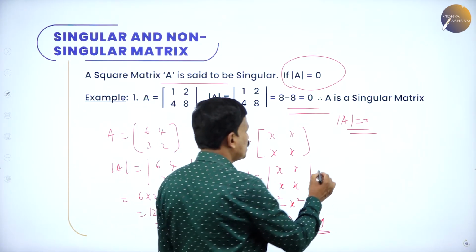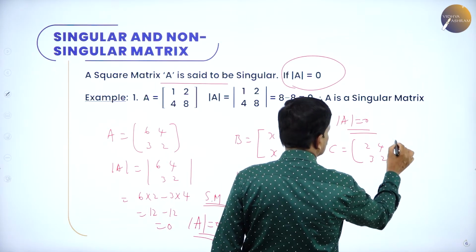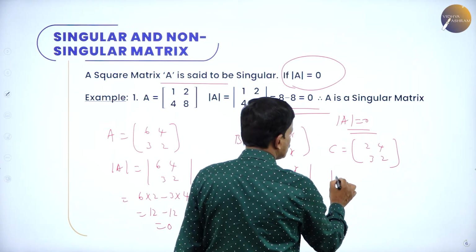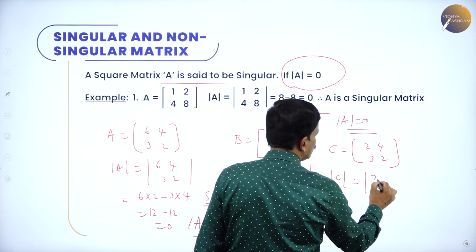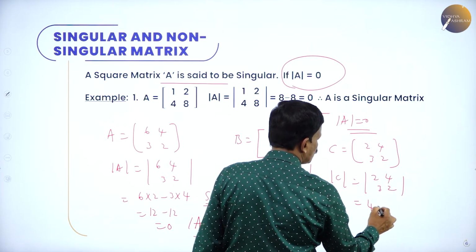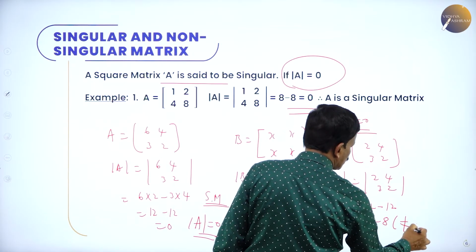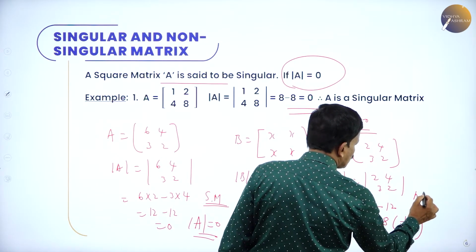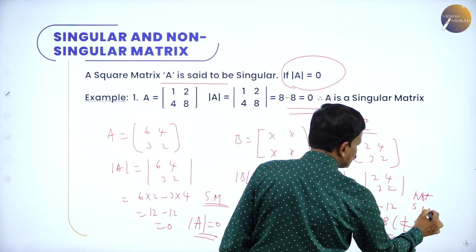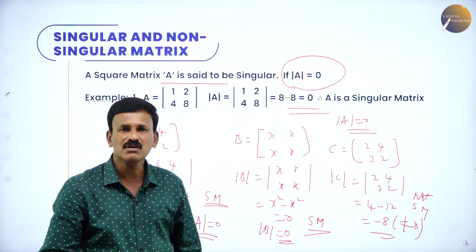Suppose I take one more example, C is equal to 2 4 3 2. Let us simplify this. Determinant of this is equal to 2 4 3 2. Here 2 2s are 4 minus 12, this is equal to minus 8, not equal to 0. Therefore this is not a singular matrix. So this is not singular.